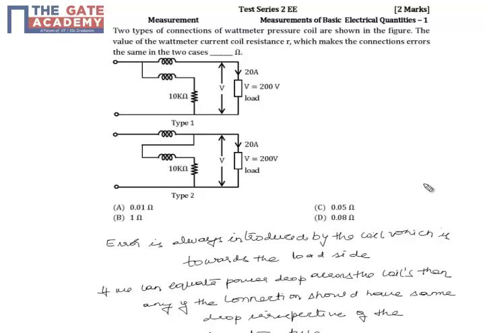So moving on to the next question, which is asked for test series for students in test series 2 from the subject measurement, 2 marks. So we'll go through the question. Here two types of wattmeter connections of pressure coil are shown in the figure.